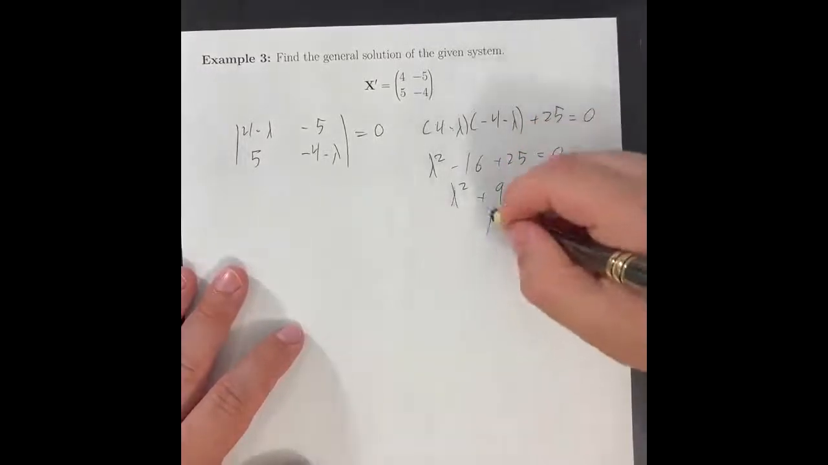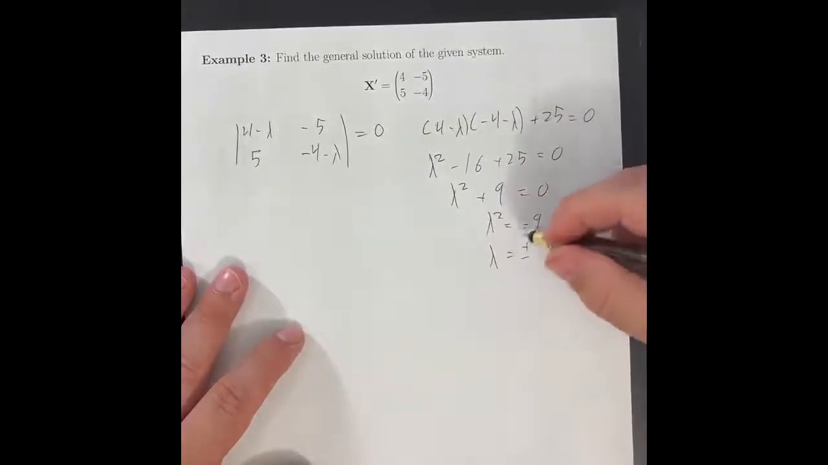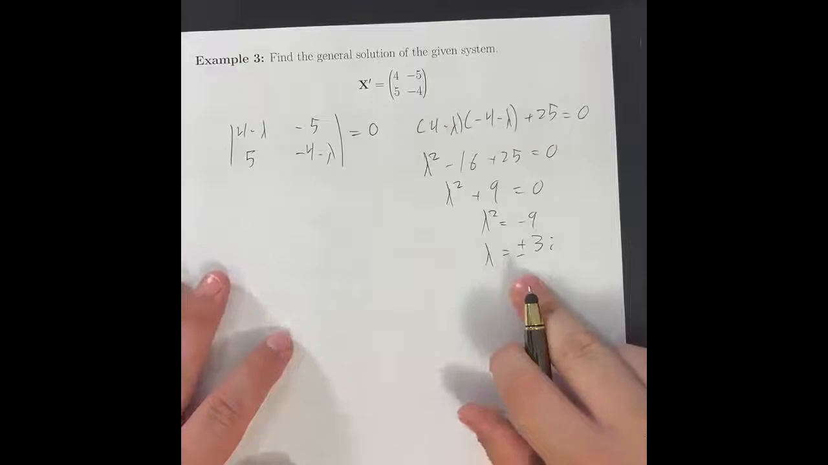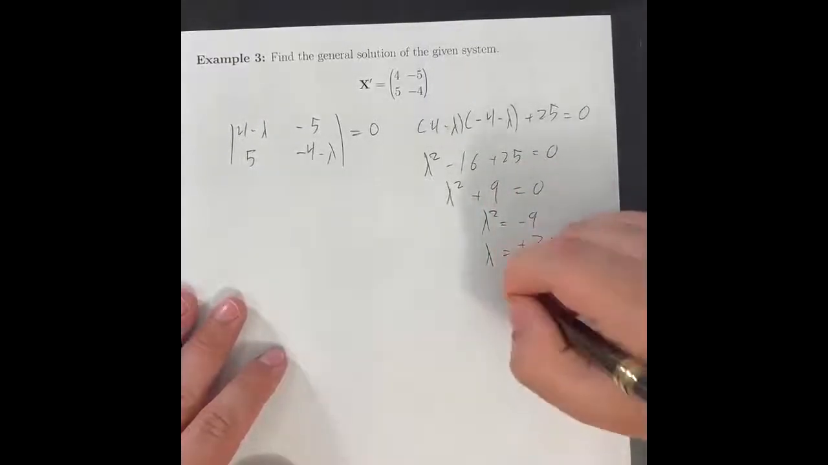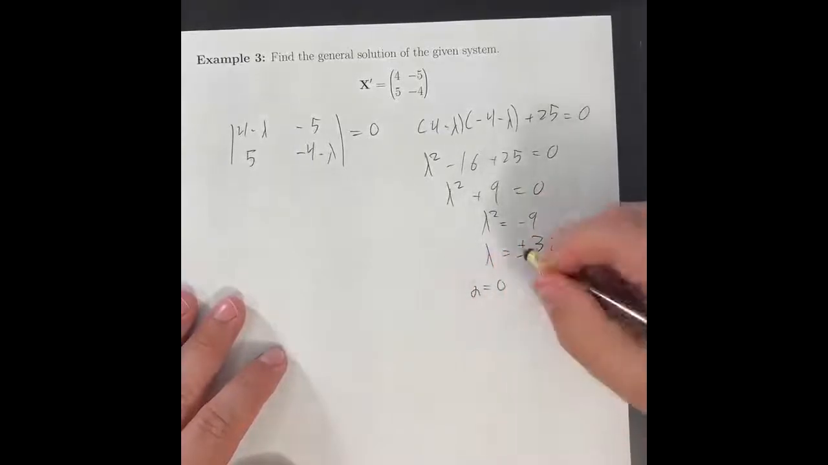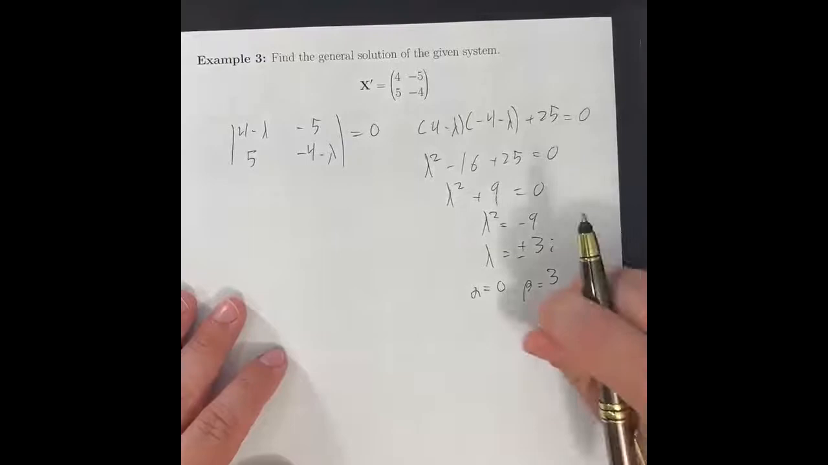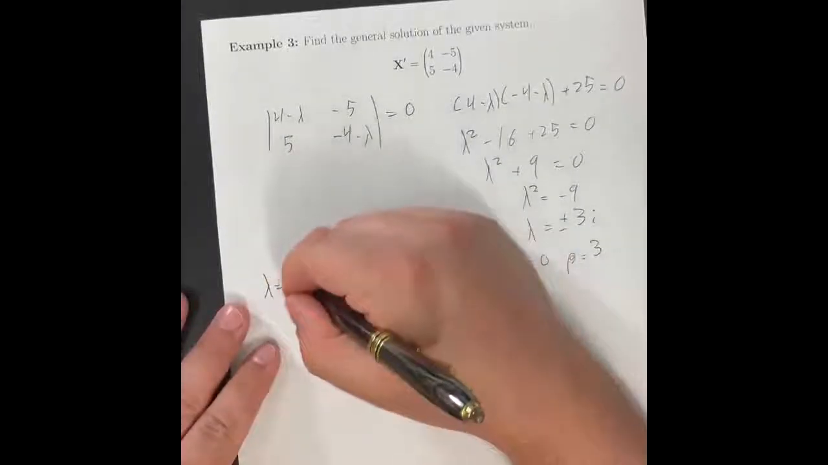Solving this, we subtract the 9 across, so lambda is plus or minus the square root of negative 9, plus or minus 3i. If we have complex eigenvalues, they come in a pair, right? So in this case, in our original formula, alpha is the real part, which is 0 in this case. Beta is the imaginary part, which is 3. That means we need to find the eigenvector that goes with lambda equals 3i.